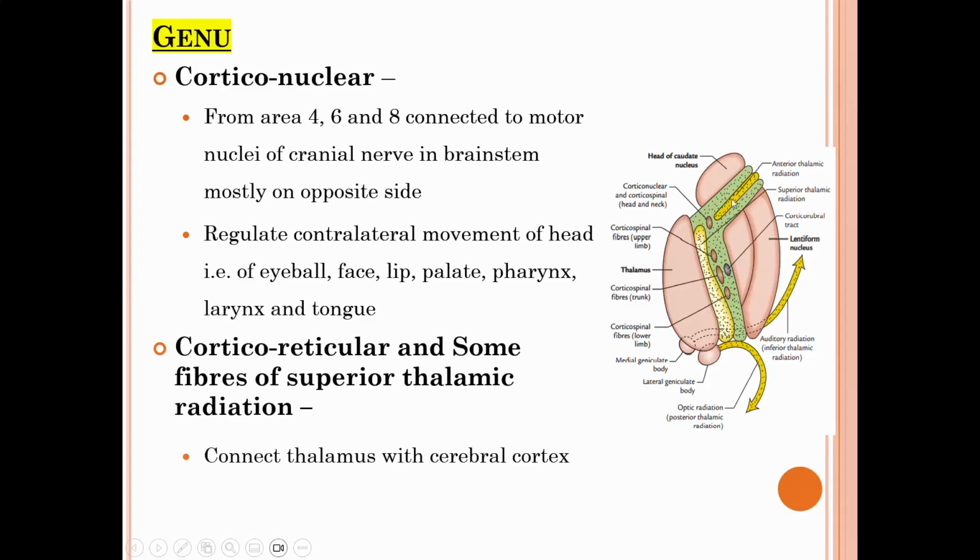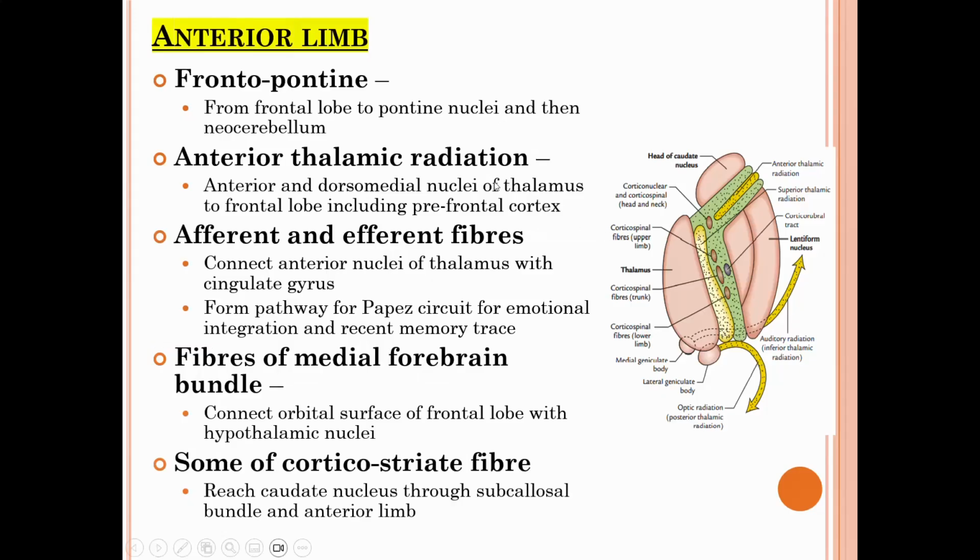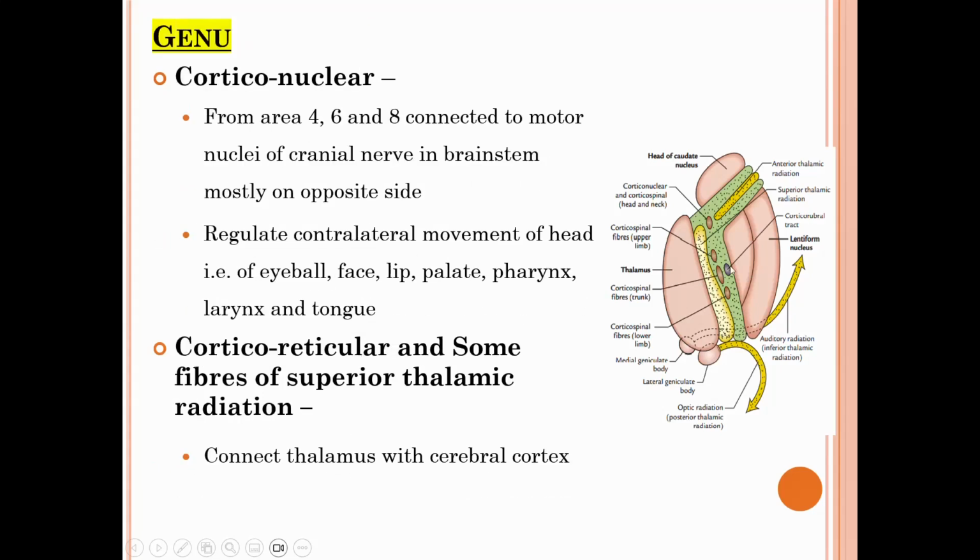Here you have seen corticopontine fibers, descending fibers, and the anterior thalamic radiation, afferent and efferent fibers, and also some fibers of the corticostriate pathway. Okay, then in the genu there are corticoreticular fibers and some fibers of the superior thalamic radiation. So they connect the thalamus with the cerebral cortex. So these are present in the genu.